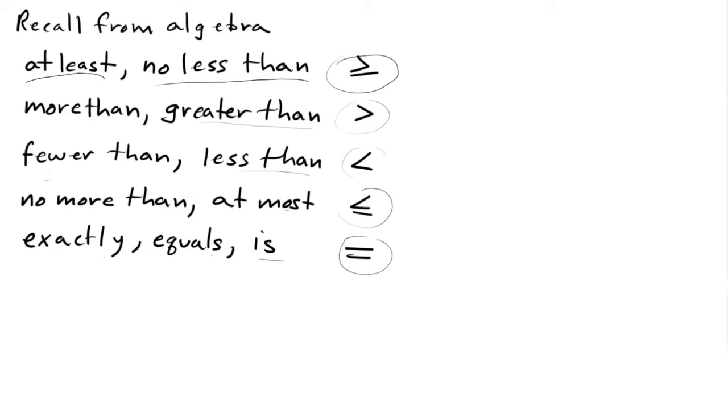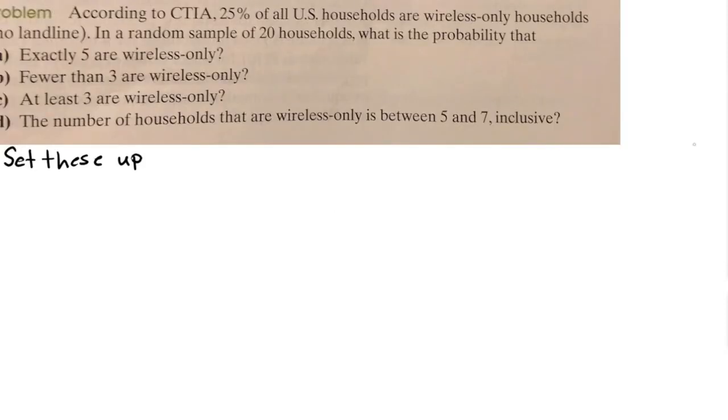Okay, so let's look at a problem here. According to the CTIA, which is the Cable Television Institute of America, in case you are interested, 25% of all U.S. households are wireless-only households, no landlines for their phone. In a random sample of 20 households, what is the probability that, and then there are a few there. Now, I'm going to set these up. I'm not going to work them out yet. I'm just going to set them up.